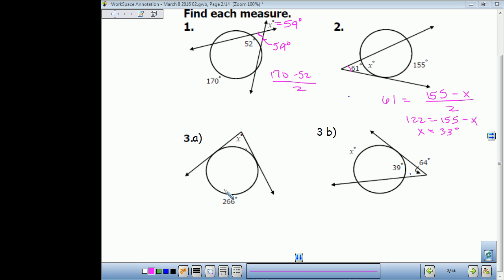Yep. All right, so number 3, this time we have 2 tangents. Well, do you see that this arc and this one that's not marked make up the entire circle? Well, the entire circle is 360 degrees. So what are we missing right here? 94 degrees. So we would do 266 minus the 94 over 2. And that would give us x, which in this case is 86.